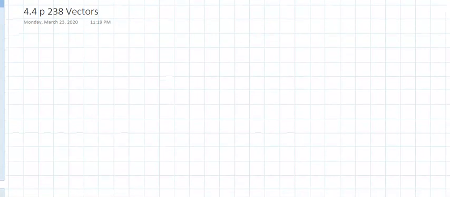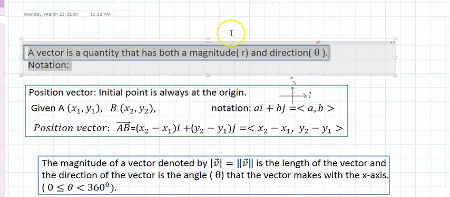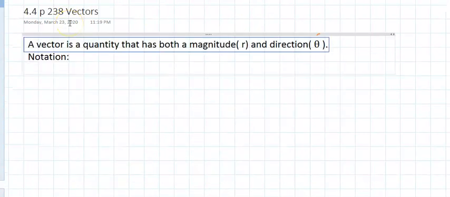Section 4.4 is on page 238, and talks about vectors. Just like complex numbers and polar coordinates, we're going to do the same here, except vectors have two types of representation. One, geometric, we're going to do that today, and in the next class session we're going to go over the algebraic along with the polar graph, section 4.2.